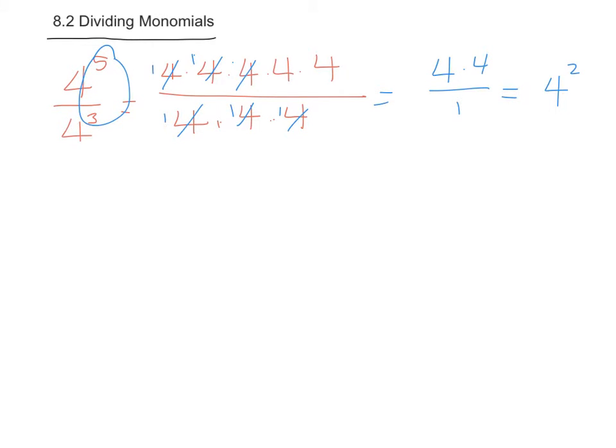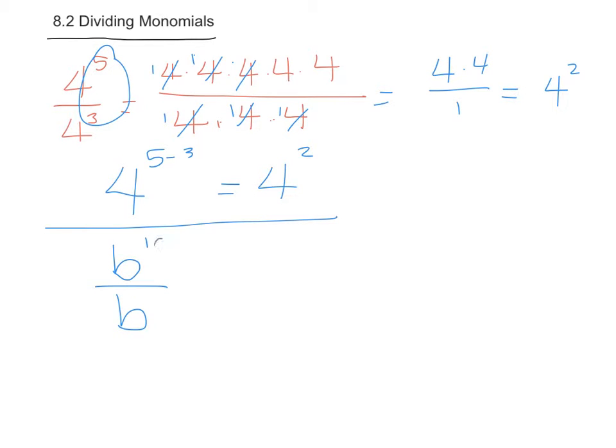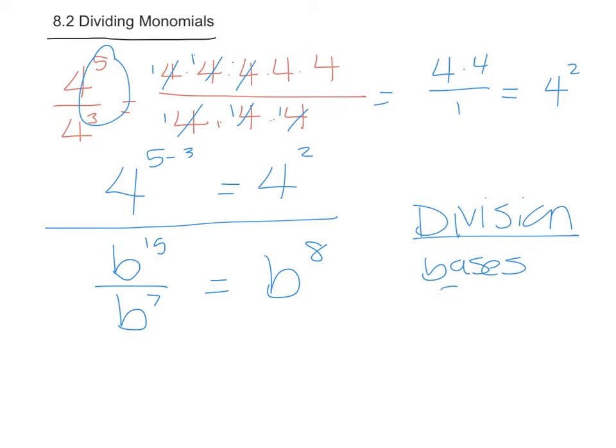But the shortcut is that when you have division, you're going to subtract the exponents. So 4 to the 5th over 4 to the 3rd is going to equal 4 squared. So that's the rule no matter what, as long as the bases are the same. So if my bases are both b, b to the 15th over b to the 7th is going to give me b to the 8th. So when we have division and the bases are the same, we are going to subtract the exponents.